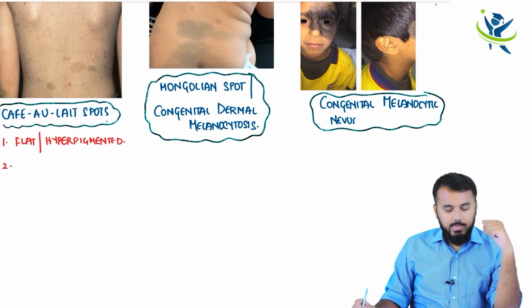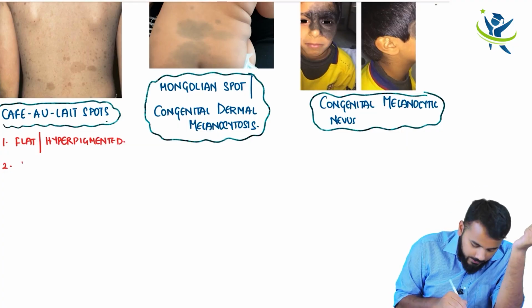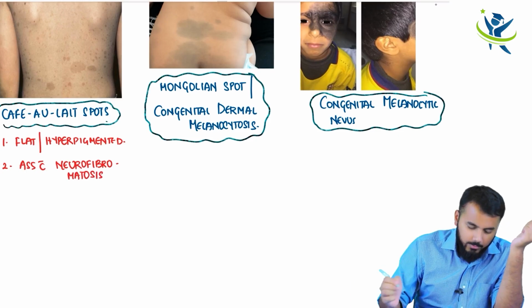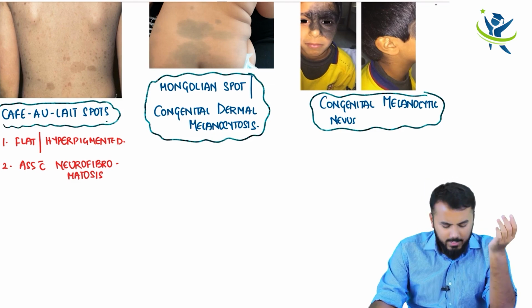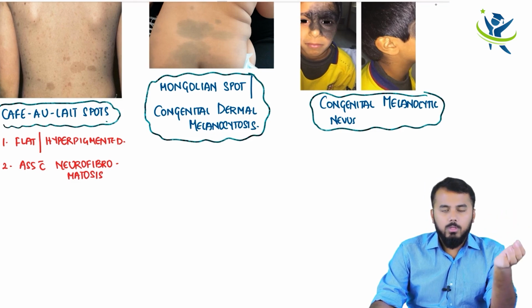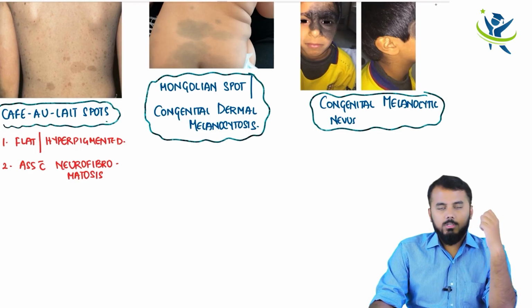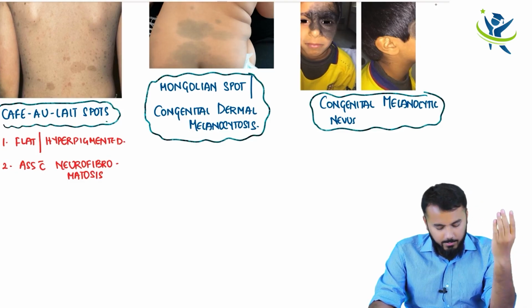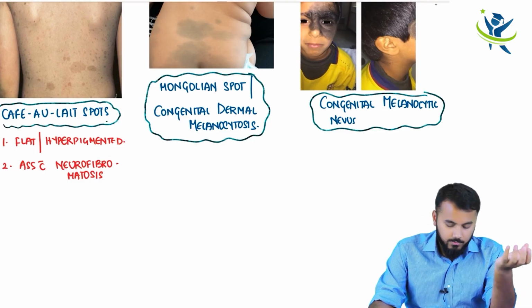The second important thing is that these spots are associated with a condition called neurofibromatosis. Another condition also is McCune-Albright syndrome, but neurofibromatosis is most important. So these café-au-lait spots are flat, hyperpigmented, and associated with a condition called neurofibromatosis.